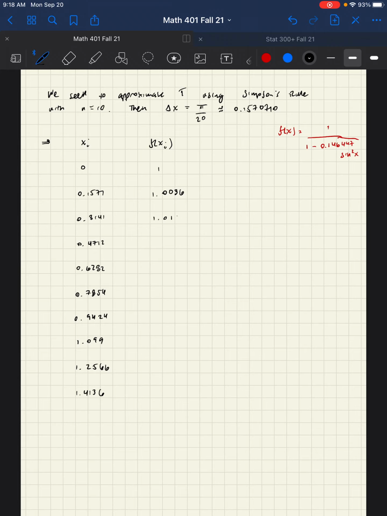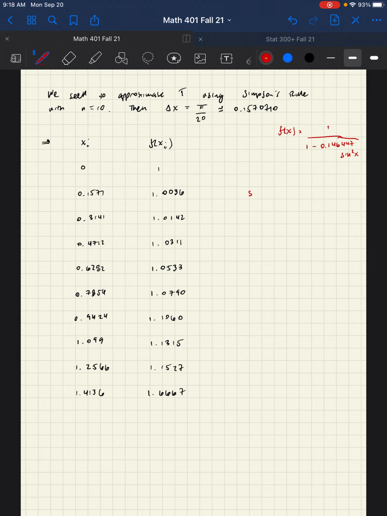So the first function value is 1, and then 1.0036, 1.0142, 1.0311, 1.0533, 1.0790, 1.1060, 1.1315, 1.1527, and 1.6667. Okay, those are my function values.